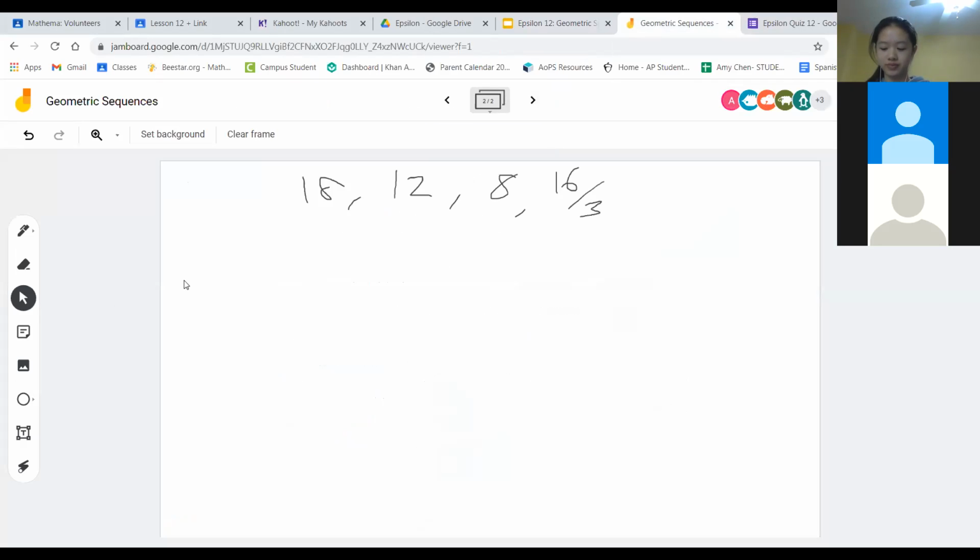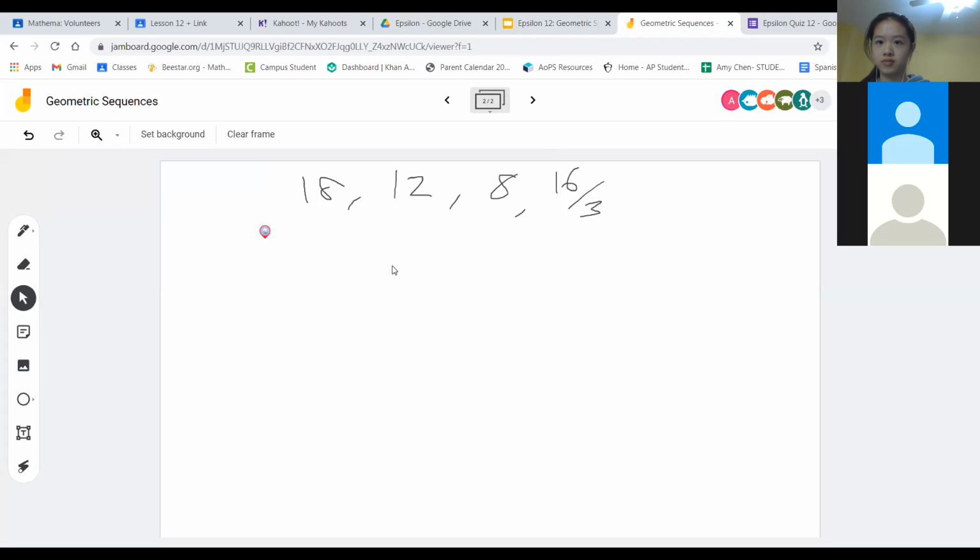So the ratio. First of all, I'm going to type this because it's more legible when I type. First we need to find the common ratio. We know that when you multiply the first term by the common ratio, you get the second term. So when I divide the second term by the first term, I get the common ratio. I'm going to simplify that and get 2/3. So that is the common ratio.